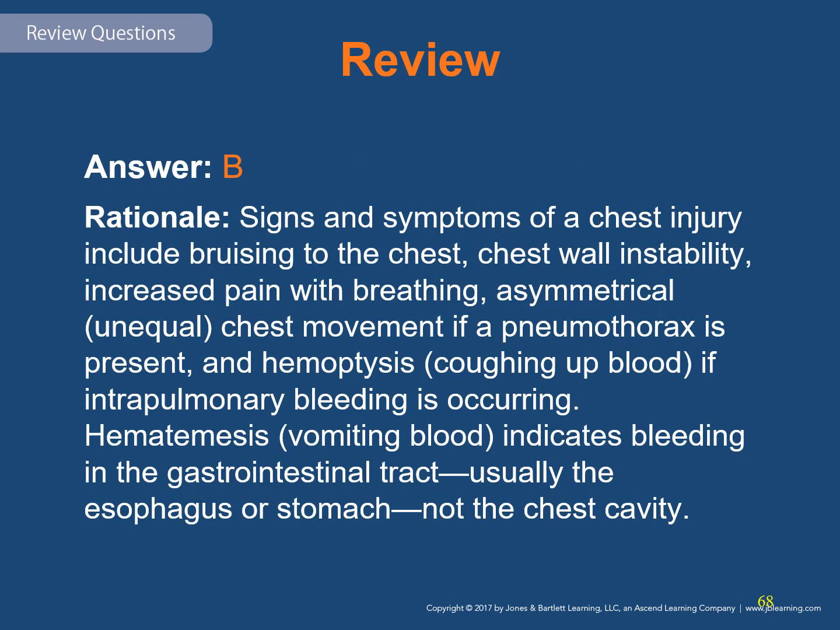Signs and symptoms of a chest injury include bruising to the chest, chest wall instability, increased pain with breathing, asymmetrical chest movement if a pneumothorax is present, and hemoptysis, coughing up blood if intrapulmonary bleeding is occurring. Hematemesis, vomiting blood, indicates bleeding in the gastrointestinal tract, usually the esophagus or stomach, not the chest cavity.